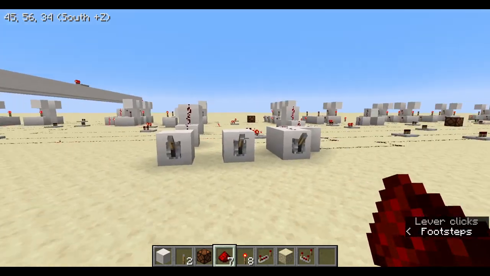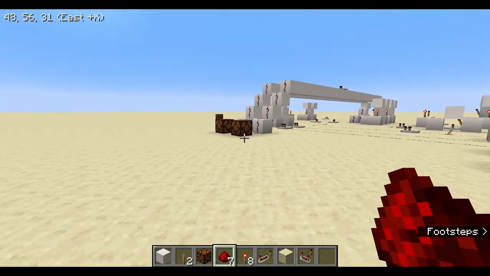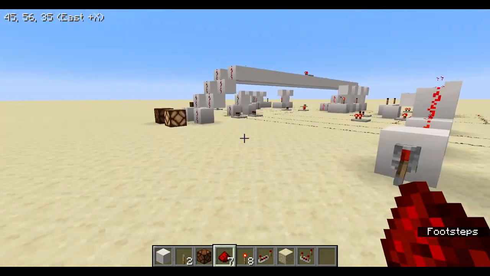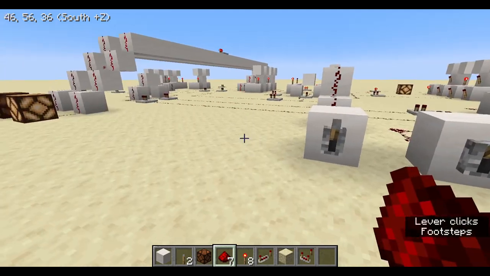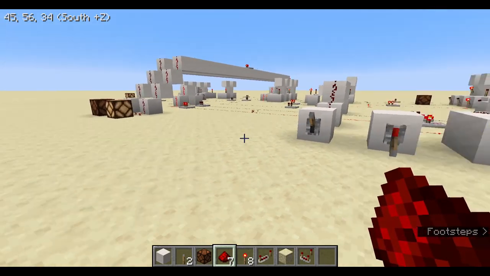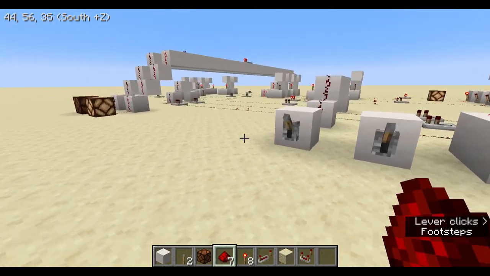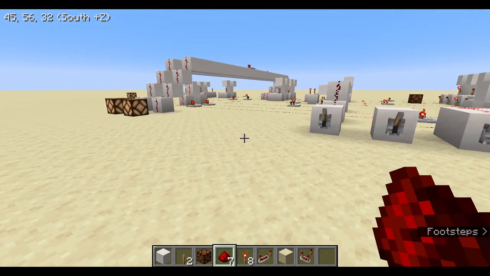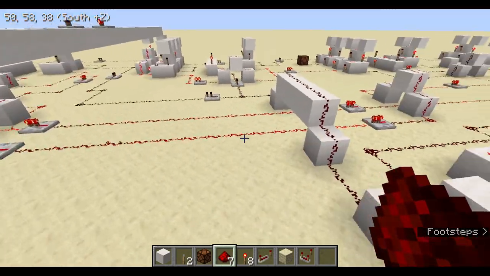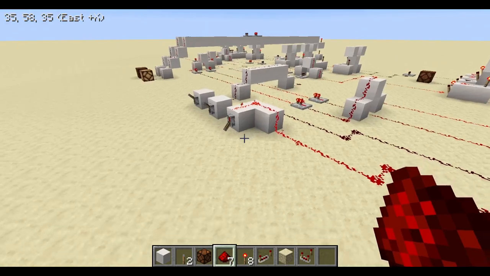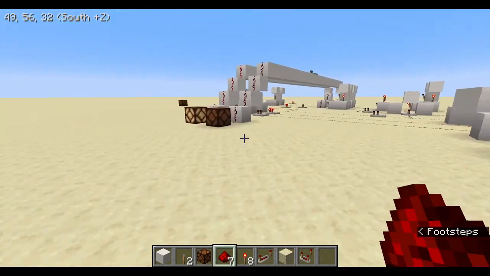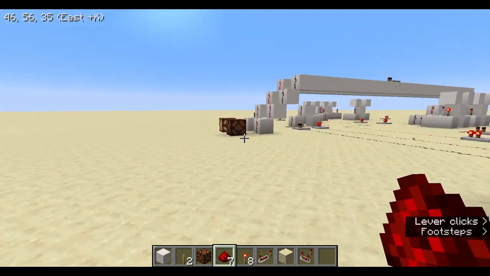So 0 plus 0 plus 0 is 0. 1 plus 0 plus 0 is 1. Just make sure all of them work. Okay, so 1 and 1. Okay, yeah. There's some delay, probably because of all the repeaters that add a bit of delay to it. And then this should be 2, which would be that one on and off. Okay. And then both of them should be on.